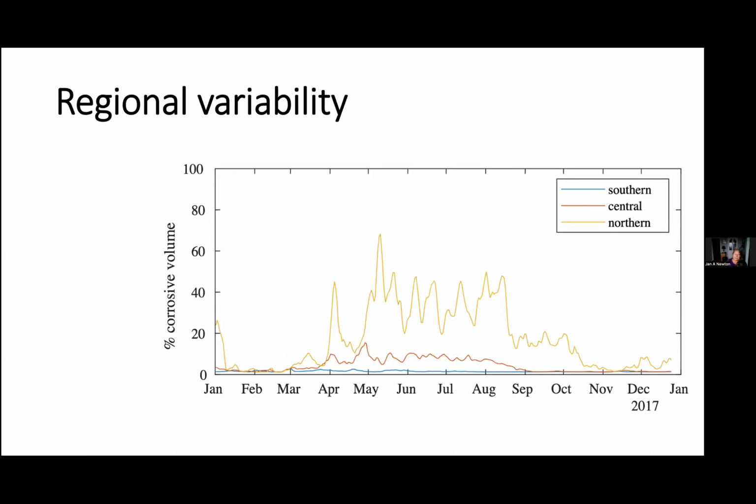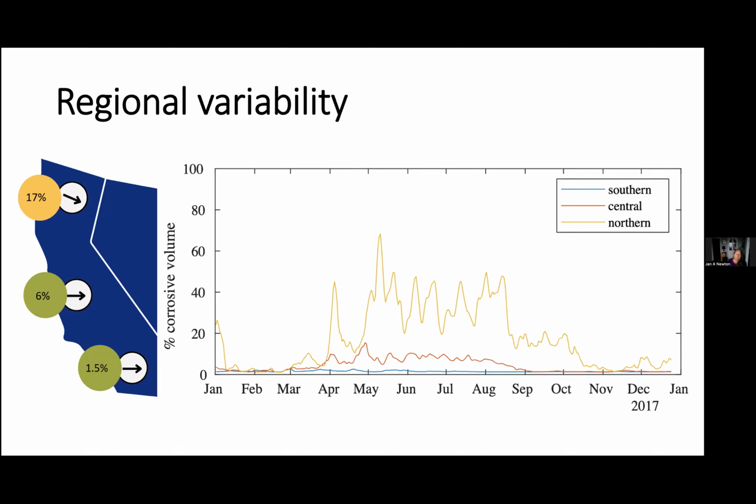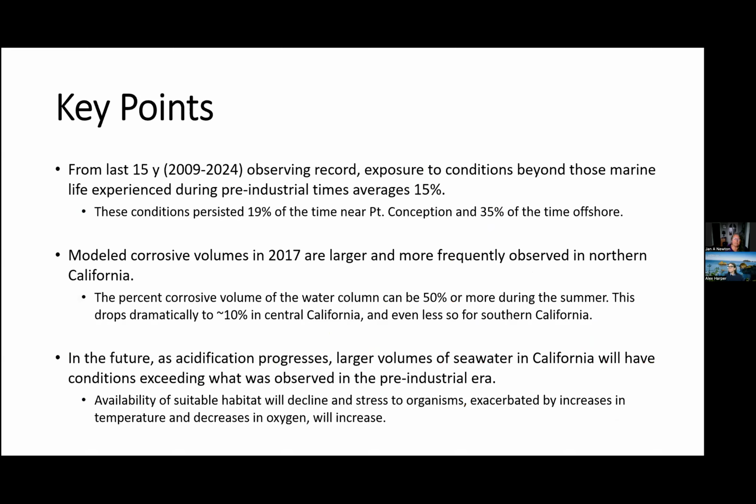So the last thing I want to talk about is regional variability, and we can see strong variability depending on whether you're in Northern, Central, or Southern California. And so this will be the map on the back of the two-pager showing that variability. Again, this is the percent corrosive volume, but you can see in my summary slides that for the last 15 years, the exposure to conditions beyond those marine life experienced during pre-industrial times averages 15%. Those conditions persisted 19% nearer shore and 35% offshore, which we understand the science behind.